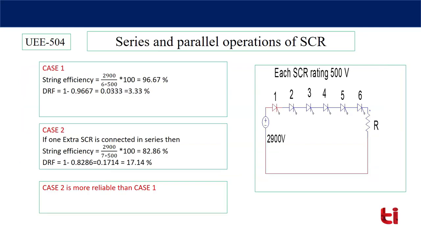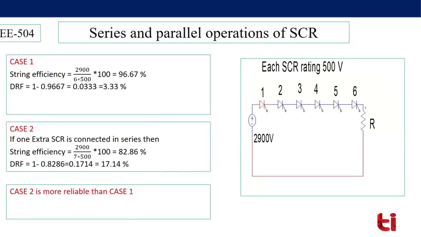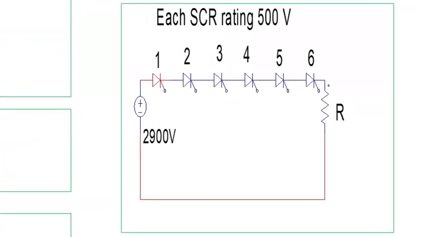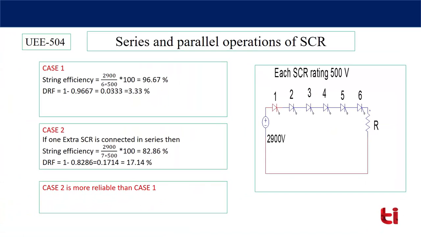A supply voltage of 2900 volt is connected across 6 SCRs. When the SCRs are off, this 2.9 kilovolt is shared by the 6 SCRs, and the string efficiency is 2900 divided by the number of SCRs times the rating of an individual SCR, 500 volt. So I have considered 500 volt as the rating of each SCR, multiplied by 100, which is equal to 96.67. So string efficiency is 96.67%. Then derating factor is equal to 1 minus 0.9667, that is equal to 3.33%.